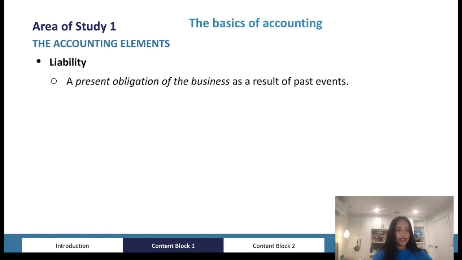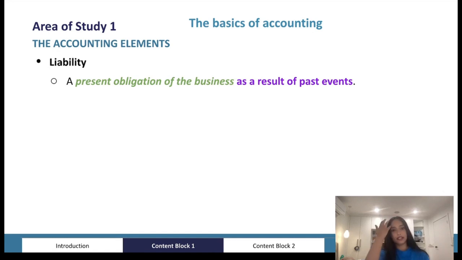The second element is a liability, which is a present obligation of the business as a result of past events. For example, a loan is an obligation of the business. So when a business has a loan, they're obliged to pay off that loan. So that's the obligation as a result of past events. So the past event in this case is the business taking out a loan.